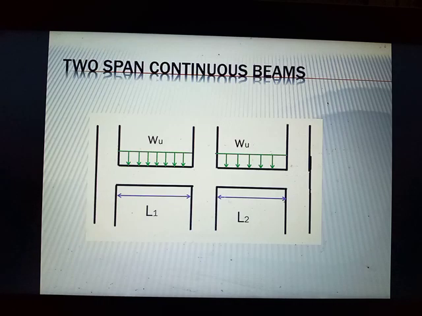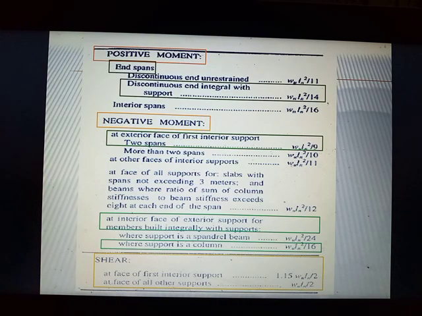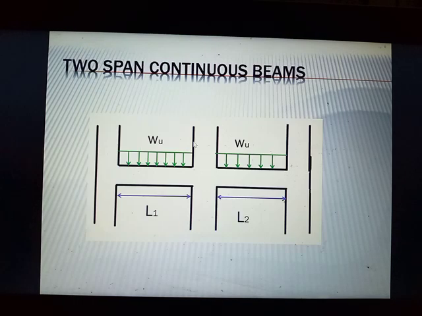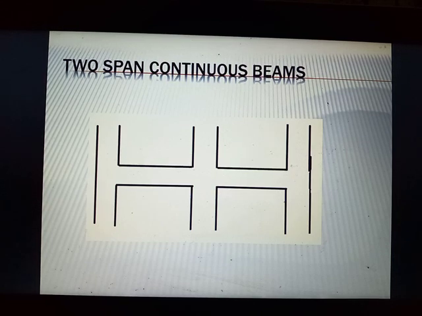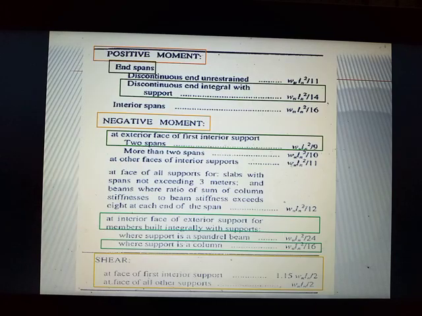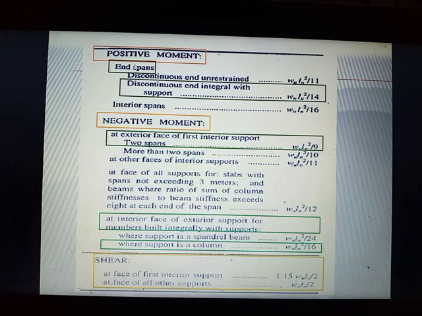Speaking of these two-span continuous beams, we can choose what is applicable in this situation. For positive moment, for the end spans, since it has two end spans, both of these are end spans. When we say exterior span or end span, it is also called exterior span.